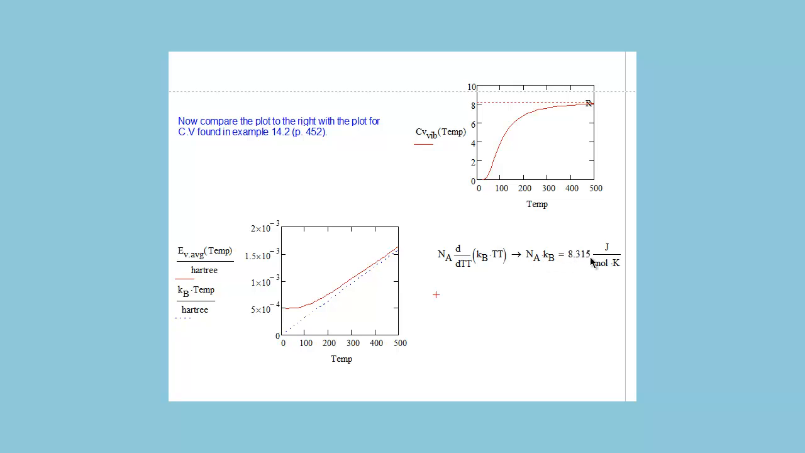Notice that N times k is just R, as we already know. That's why this is plotted up here. This dotted line represents R, the value for R, the ideal gas law constant. This heat capacity approaches the ideal gas law constant. Okay?